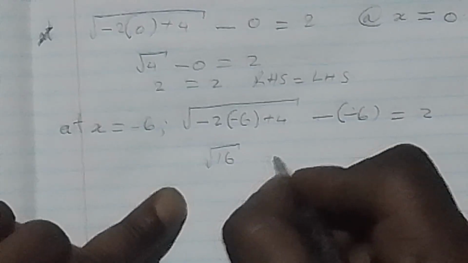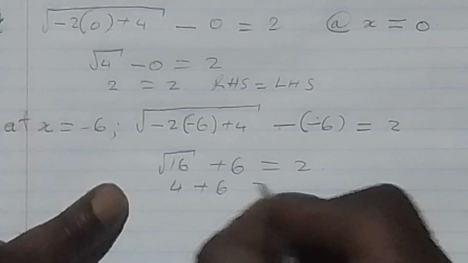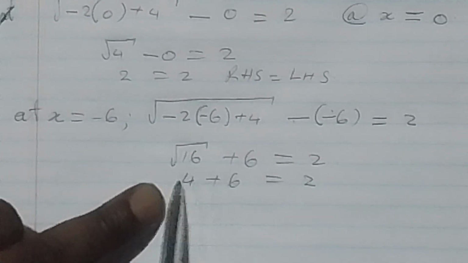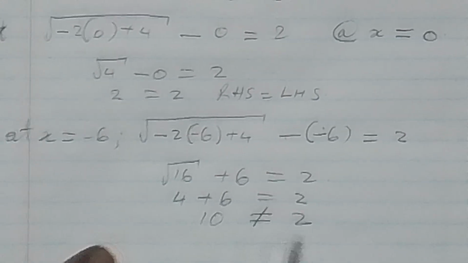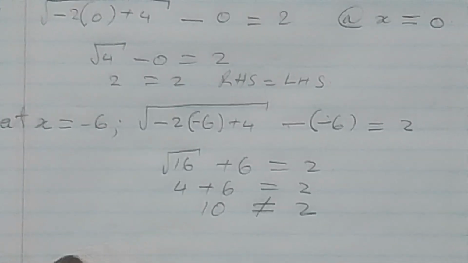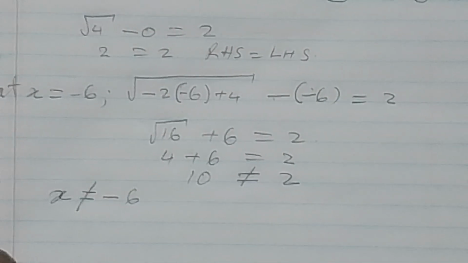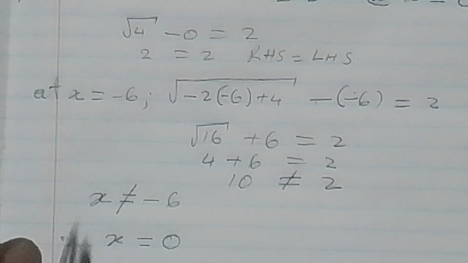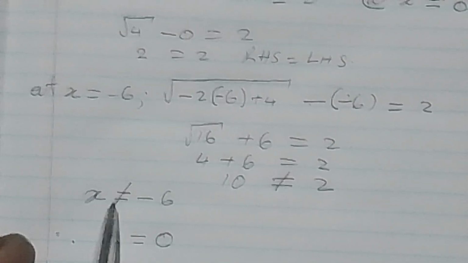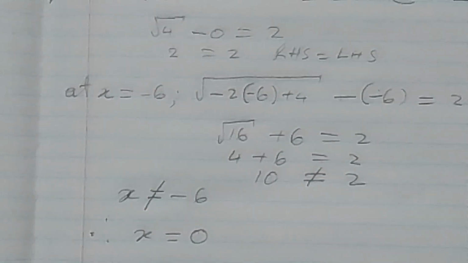Negative times negative is positive. Positive 6 must equal 0. The square root of 16 is 4, plus 6 equals 2. 4 plus 6 is 10, equals 2. No way, 10 can never be equal to 2. Therefore, x equals minus 6 is invalid. Therefore, the final answer is x equals 0. You indicate here that x must never be equal to minus 6. You are done with 1.5.